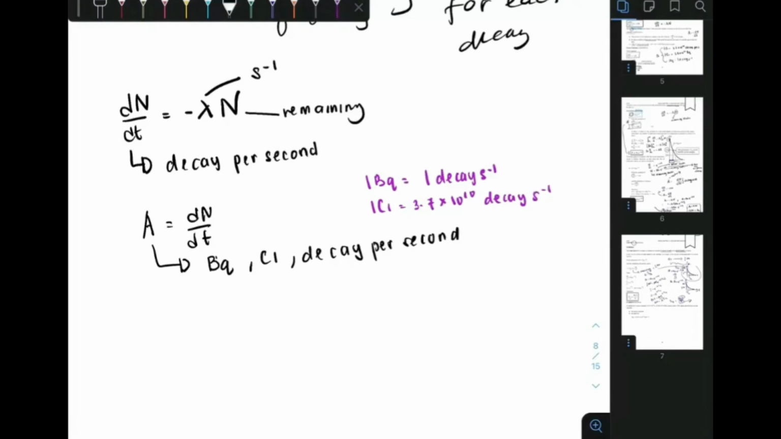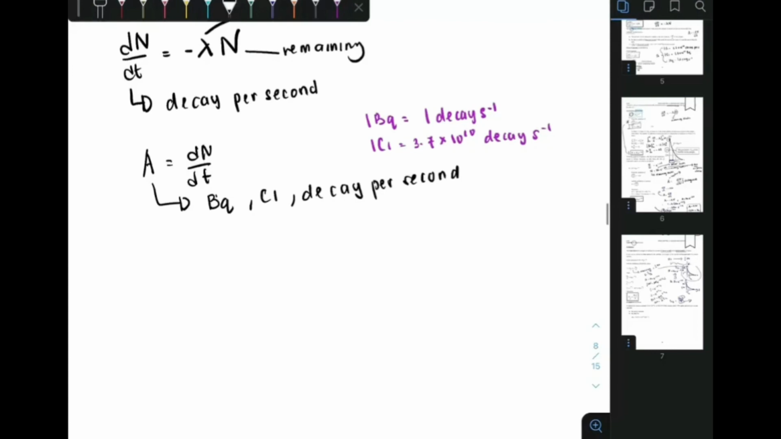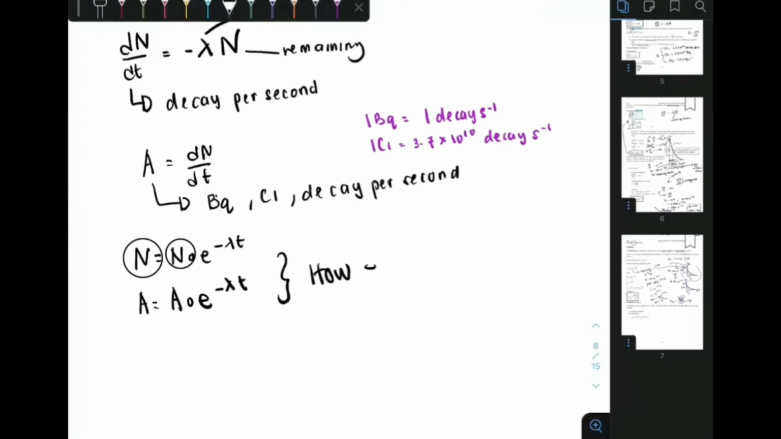Lepas tu kita masuk kepada derivation of this equation. Maksudnya awak kena tahu how to derive lah. So ini adalah untuk mencari whatever remaining nuclei is. Kita nak tahu apa remaining nuclei based on initial nuclei yang kita ada. So if you know your initial nuclei and you know your decay constant, awak boleh cari the remaining nuclei after a certain period of time. Begitu juga kita derive equation for activity, A is equals to A naught e to the power negative lambda T. Dua-dua ni awak kena tahu how to derive.